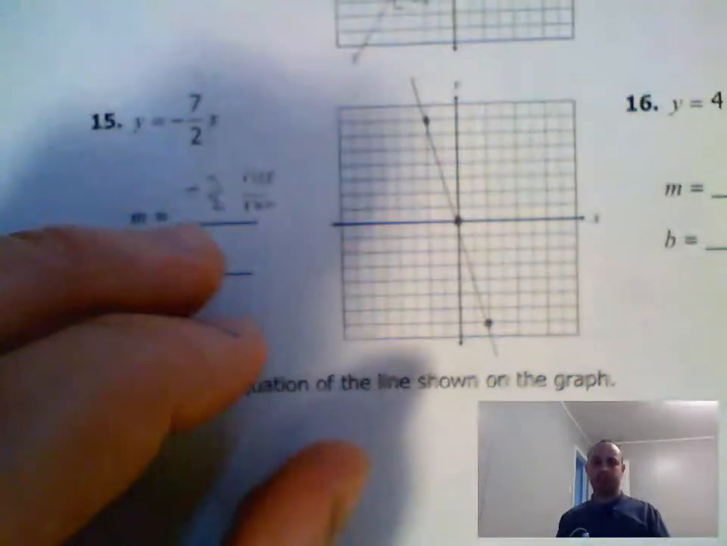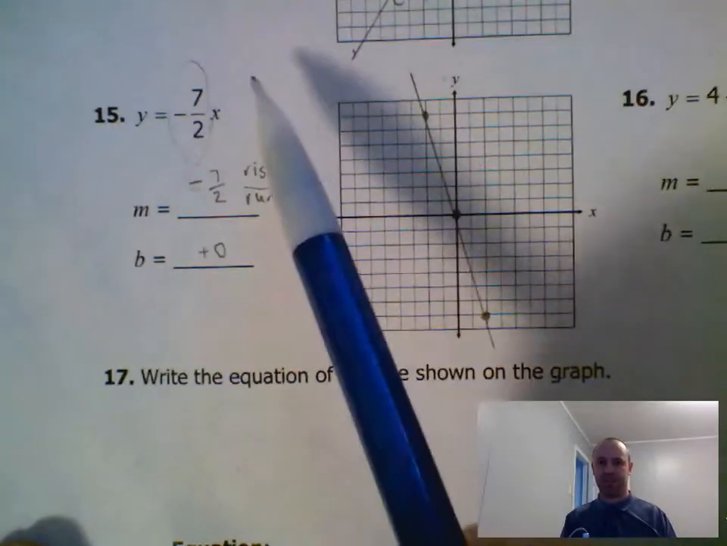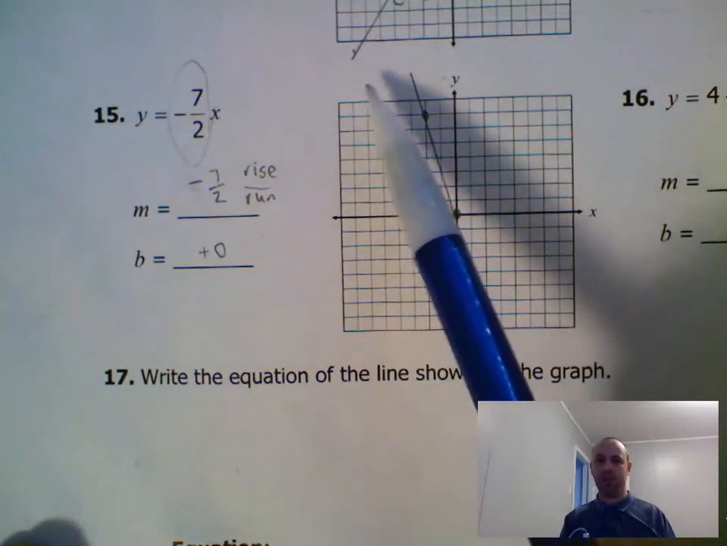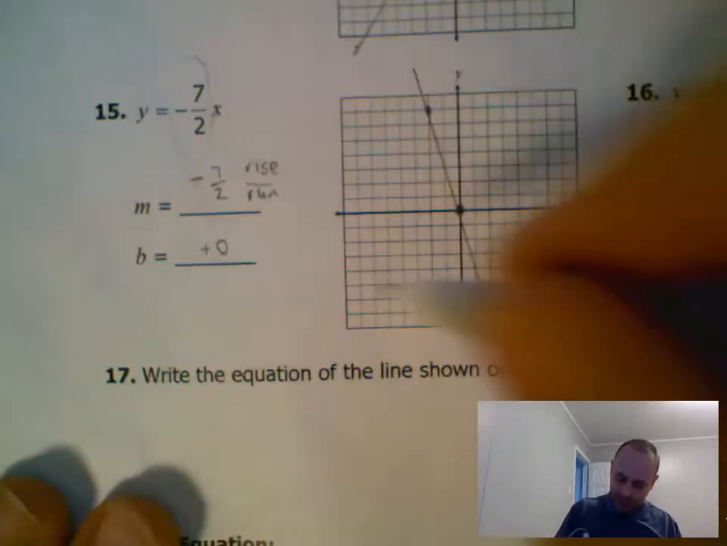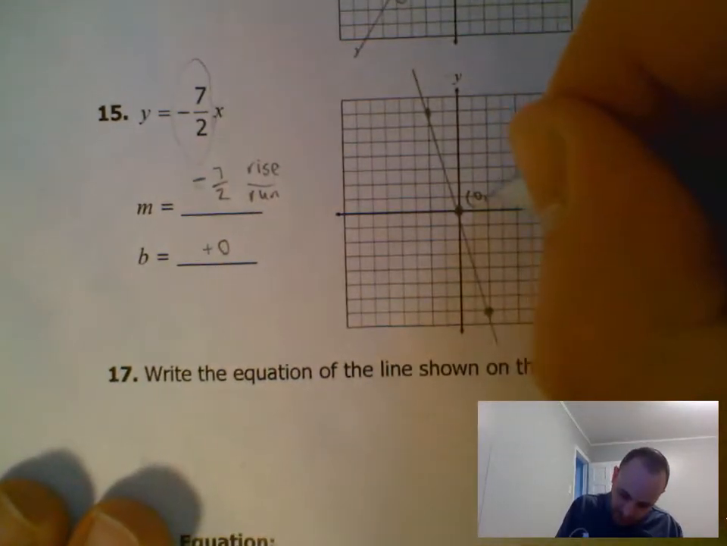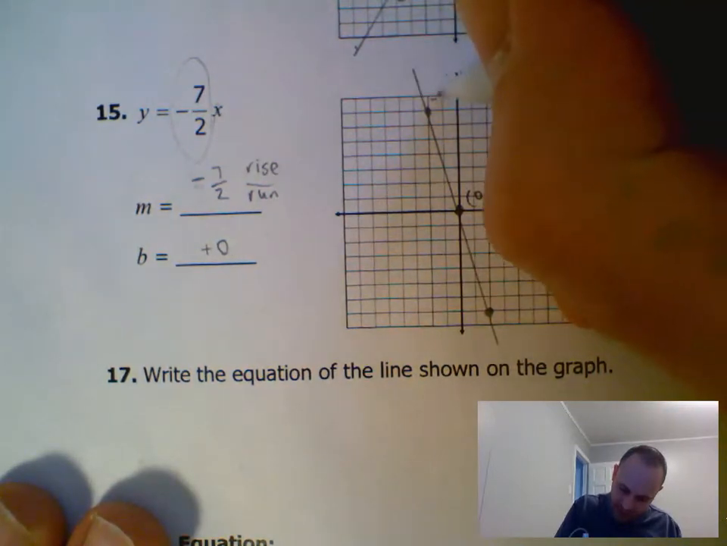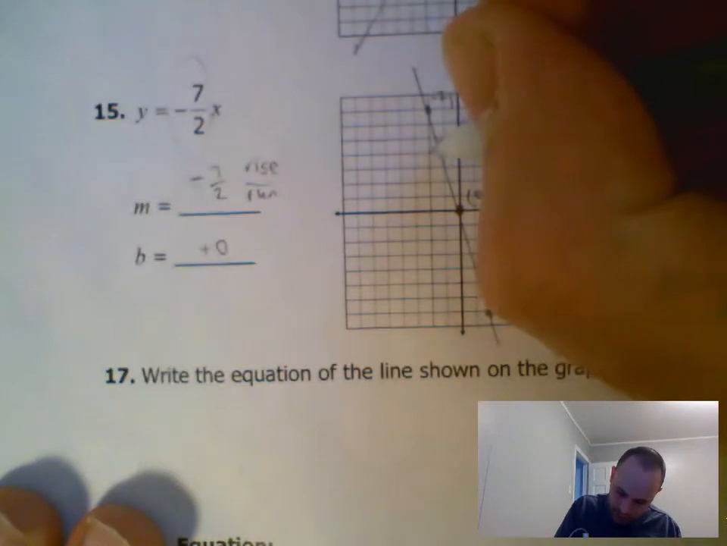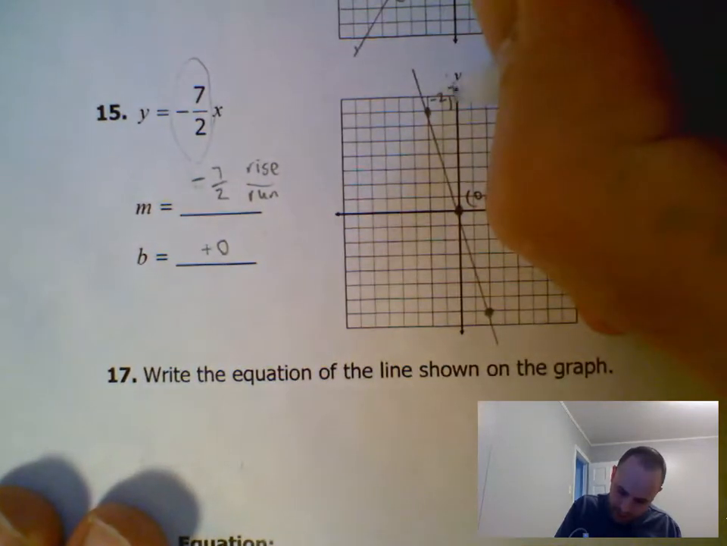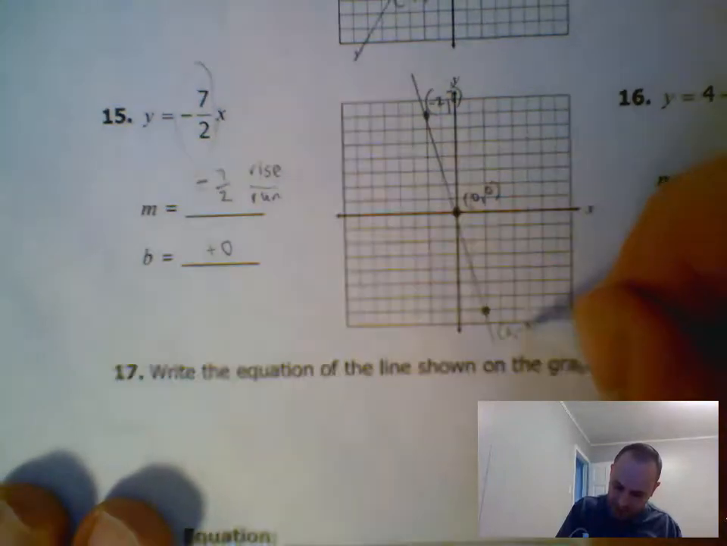Okay. So there's our line. It makes sense, right? Because our slope is negative, if you're walking the way you read a book, you would be going downhill. So this point would be (0, 0) if you don't have the graph paper today. This point would be (-2, -7), and this point would be (2, -7).